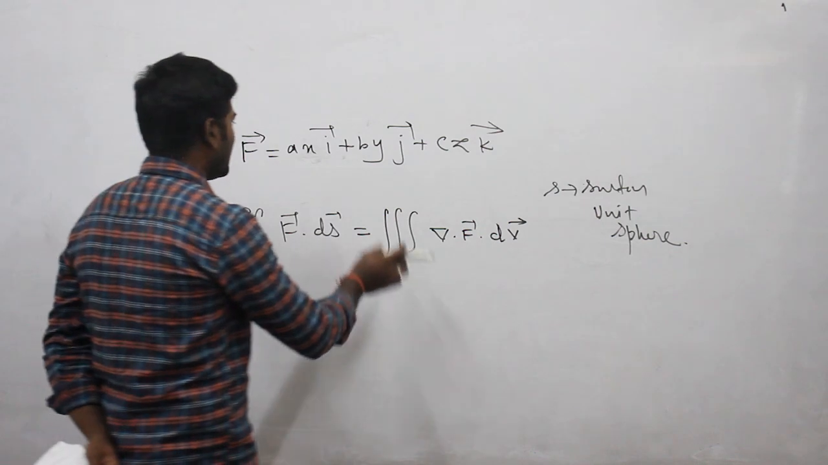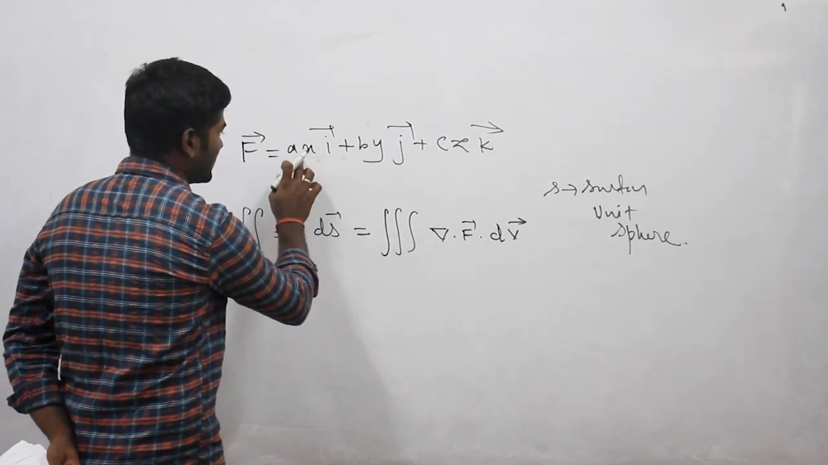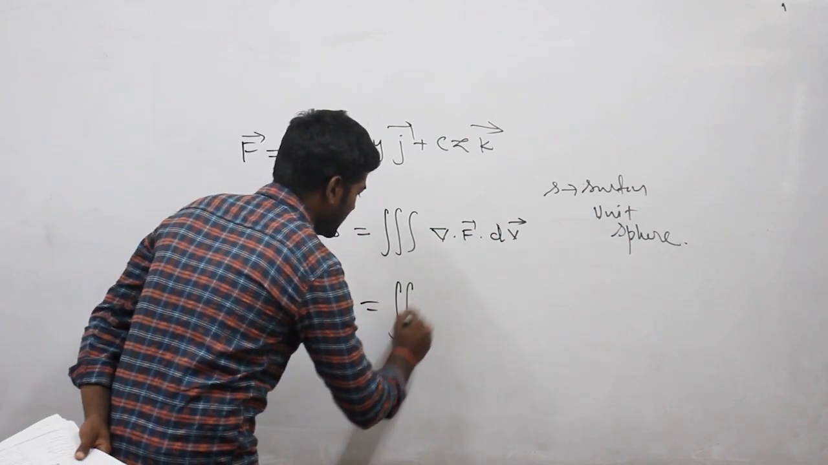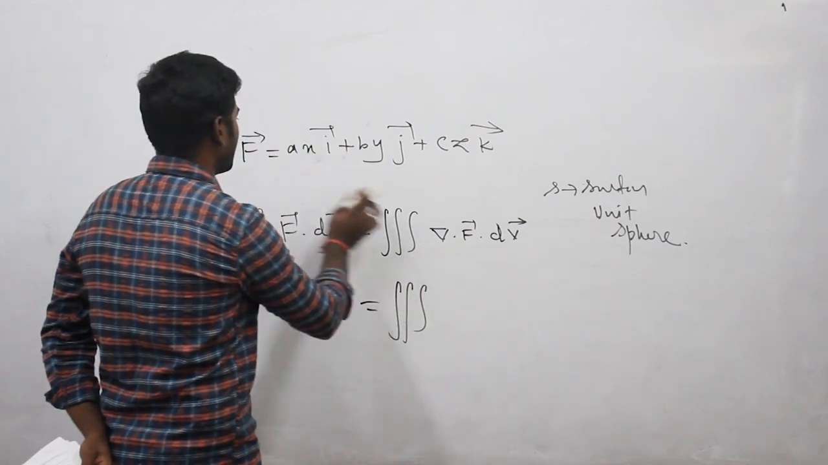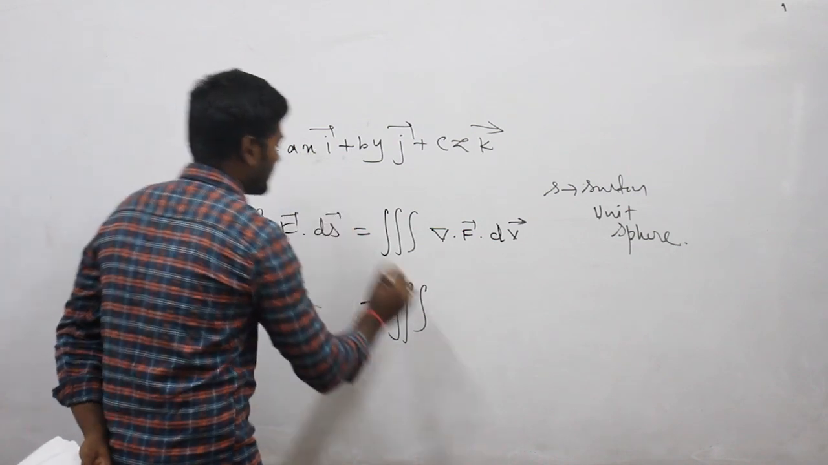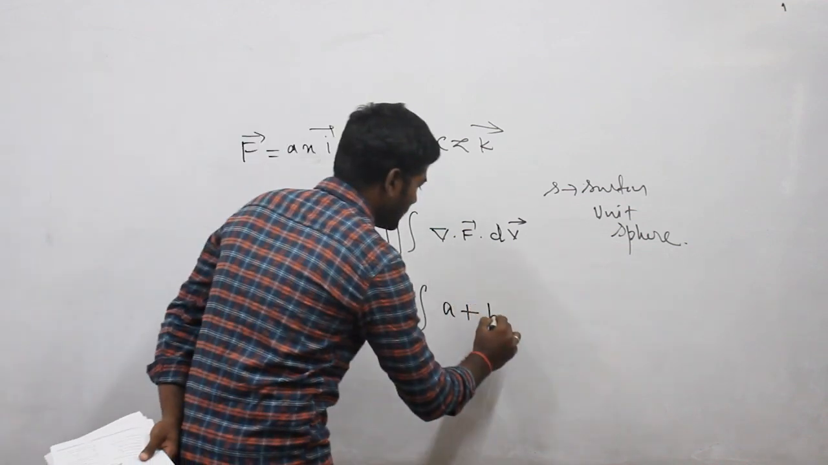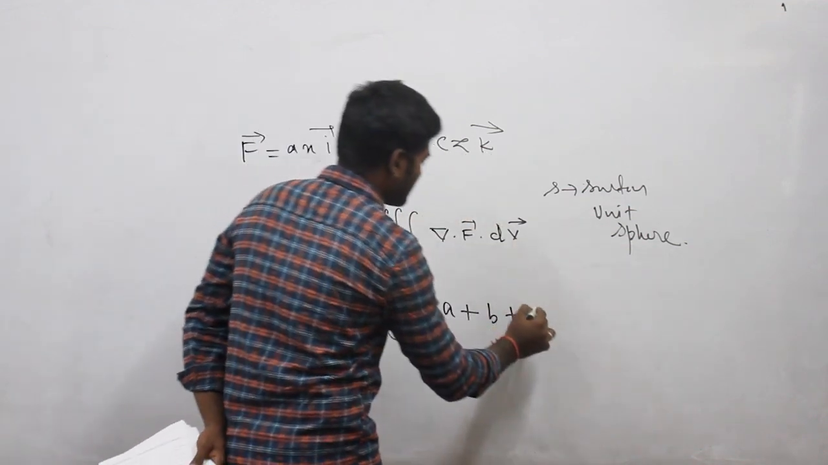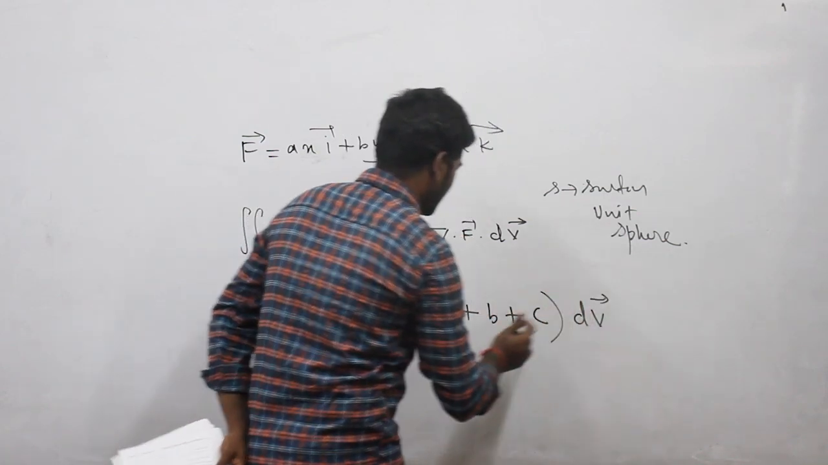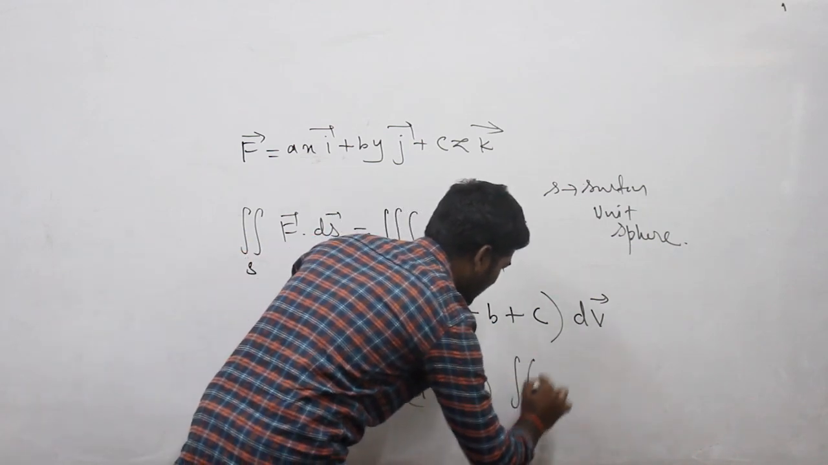They have given the vector F, so you can easily find the divergence and directly substitute it into the triple integral. Divergence means differentiate with respect to x, you get only a, plus differentiate with respect to y, you get b, plus with respect to z, you get c, into dV. So these three are constants: a plus b plus c is a constant, times the triple integral of dV.